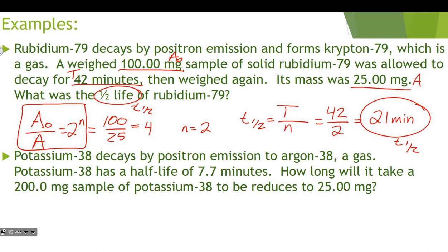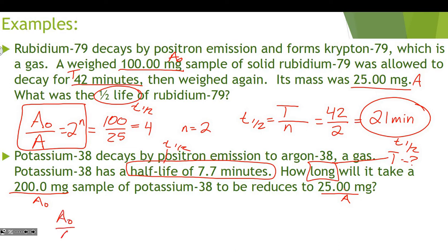All right, so let's do the next one. Potassium-38 decays by positron emission to argon-38, a gas. If we have a half-life of 7.7 minutes, so this is T1/2, how long, so we're looking for T, will it take for 200 milligrams, that's A0, or the amount initial, to reduce to, here's my A, 25. So we're going to use that same setup we did before.